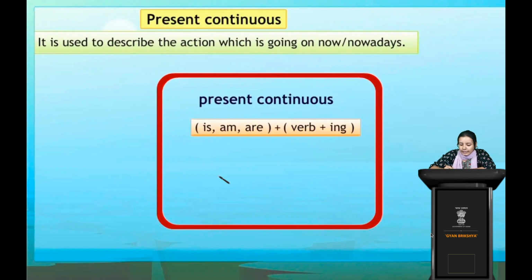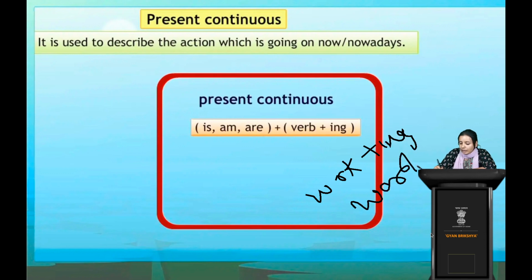So this is saying is, am, are plus verb plus ing. What was it? Work plus ing, it forms what? Working. Similarly, we can say run plus ing. Run is a verb, and if we add ing, that is running. Okay, so what does it indicate? It indicates present continuous tense.